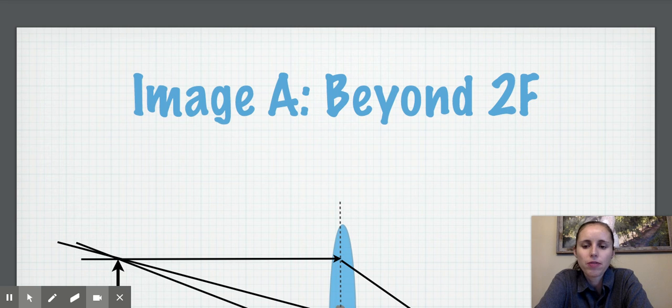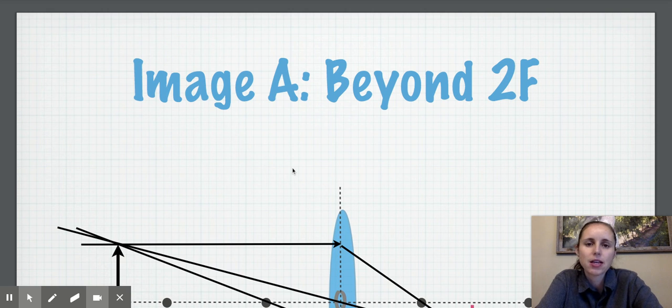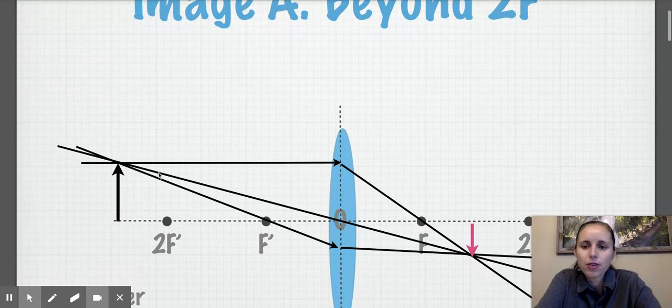So here I've got a quick video that just shows you how you're going to locate these images and lenses. Again, if you haven't tried the assignment yet, please try the assignment, because it is so much more valuable for you to find these yourselves than to just memorize it. So in the first case, we had our object beyond 2F.